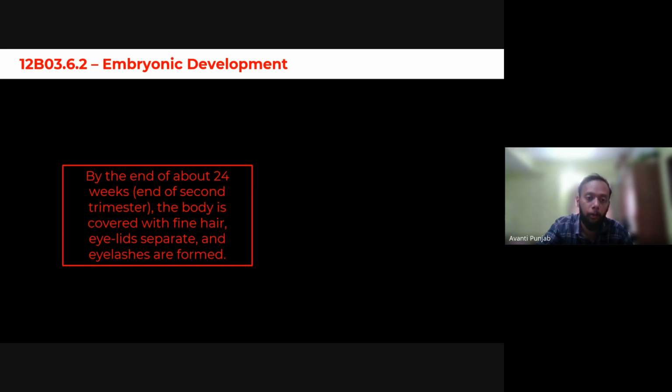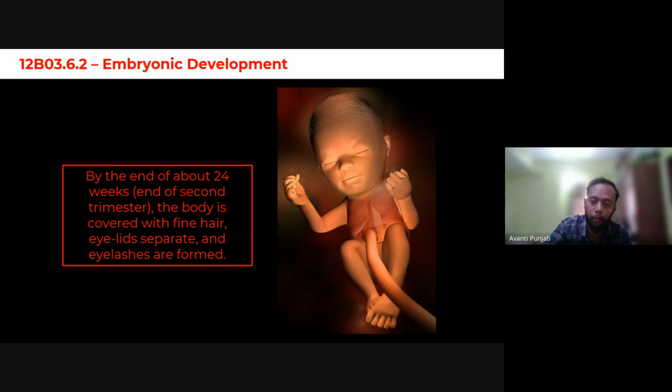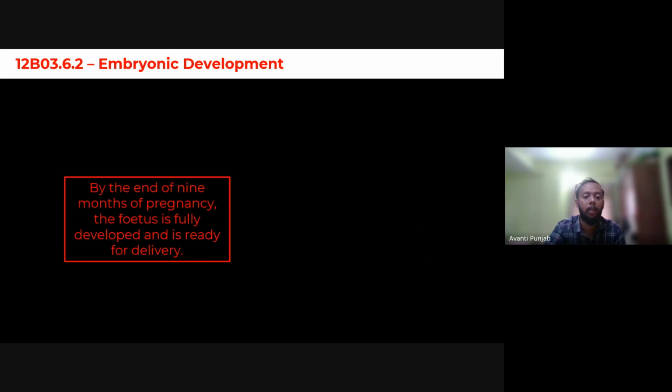By the end of the 24 weeks, right, the body is covered with fine hairs, eyelids, separate eyelashes. You will get all this by the end of 24 weeks. You will find this happening. That means roughly after 6 months. After 6 months these are the things you will find. The body has been formed, fine hairs, limbs, eyelids can be clearly seen in the baby's body. So that's a 6-month story.